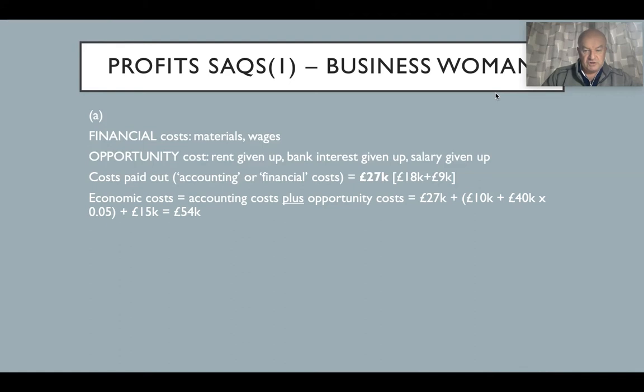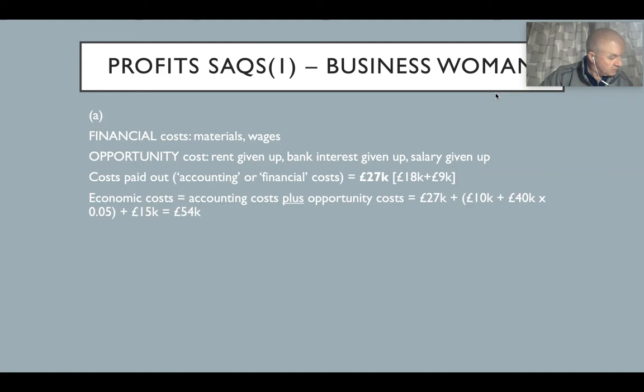The economic costs, though, where we've got to consider not just those costs that are paid out, but also the opportunity cost, so accounting cost plus the opportunity cost. What we have to do in this scenario is to look at the original £27,000, and in this case, we're going to add £10,000 for rent.